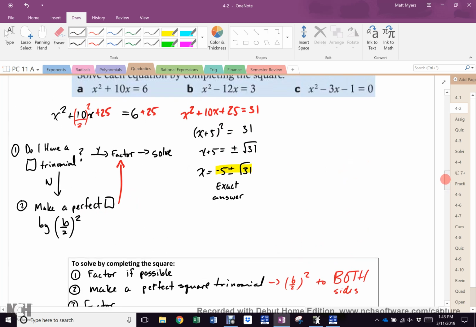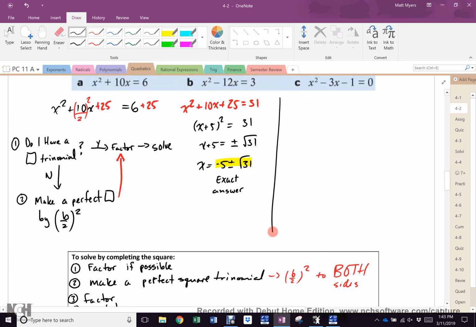Let's try B right here. And we'll do C underneath this box. You guys will do C. So I've got x squared minus 12x equals 3. Do I have a perfect square trinomial? Do I? No. Even if I move this 3 over here to make a trinomial, it's still not a perfect square, is it? I've got no perfect squares, so I got to make one. So this is going to equal 3. And I've left a blank there because that's where I'm going to put in what I need.